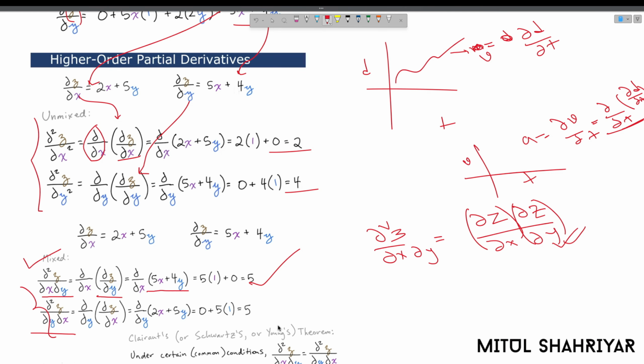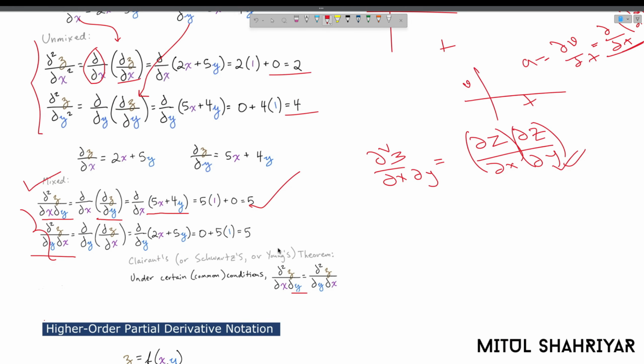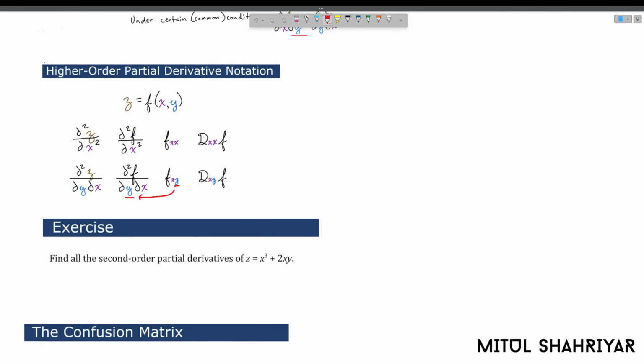So yeah, sometimes d squared by dx dy is d squared by dy dx, but not always. So there are a lot of things, obviously, and this is how we can refer to higher order ones, like d squared z by dx square as f xx, and d squared z by dy dx. Here you can see both are different. So this is important, which is you can see f x y.